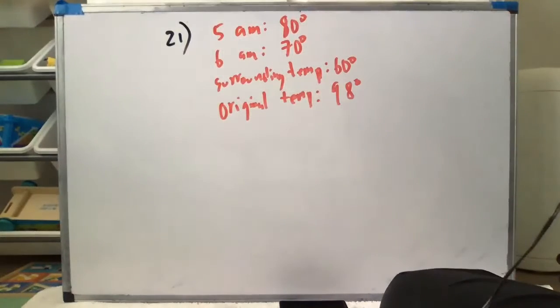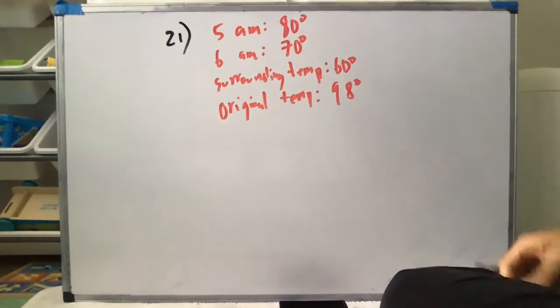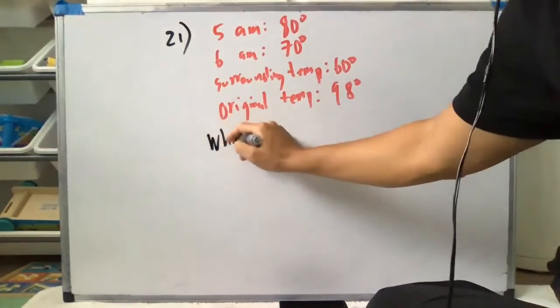Okay, and then what else do you know? Is that all we know? Yeah, I think that's it. And you're trying to find out what time did he die? Is the question. When did he die?